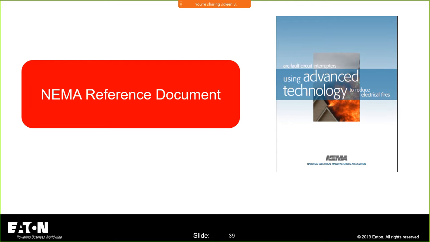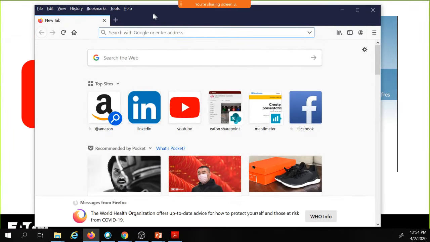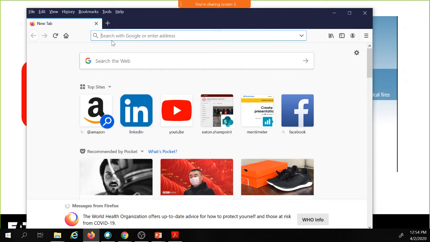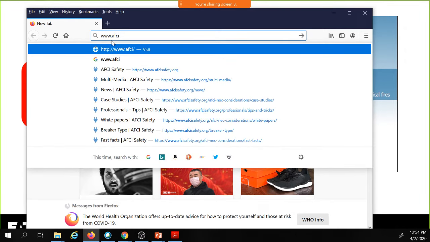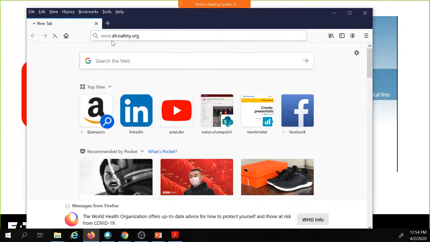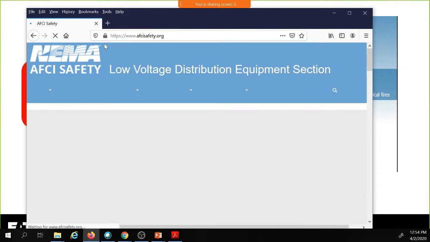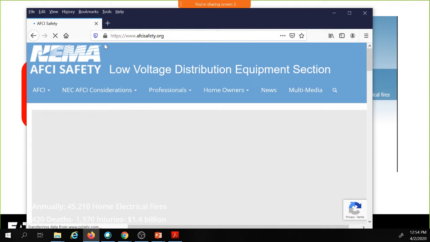The other thing I'll point out is I think I do this later on, but I'm on it now. Might as well talk about it now. So there's a website that you can go to called AFCIsafety.org. And it's a really good resource that I would hope everybody understands and knows is available.